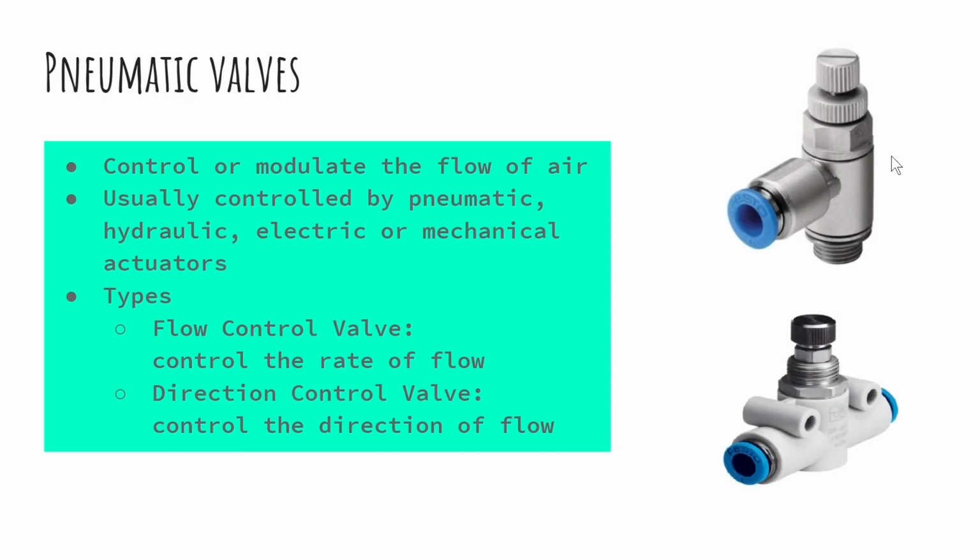These two pictures are flow control valves. This just works like a tap. We have this rotating knob here. By rotating it, we can increase or decrease the rate of flow. It is similar to taps. If we rotate the tap, we can increase, decrease, and turn off the flow. This works like that.